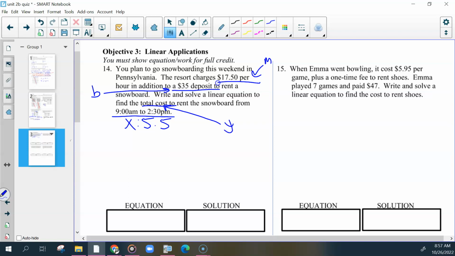Be on the lookout for the word per, because that's going to tell you M. One-time fee, you're only doing this once, so that's going to tell you B. If you're not sure about X and Y, you can ask which depends on which. Does cost depend on time? Does time depend on cost? Because cost depends on time, whatever depends on the other is your Y. You can also look at your M to figure out which one's Y, which one's X, because it's Y over X. So cost over hour would be your Y over X. So that's worth 1 point.